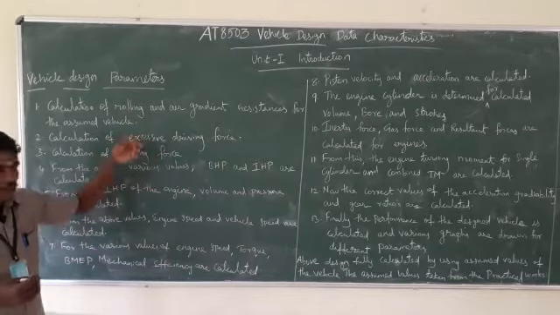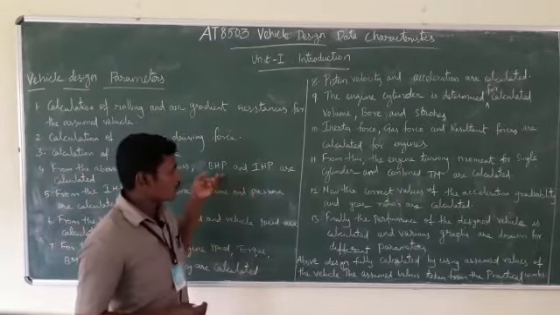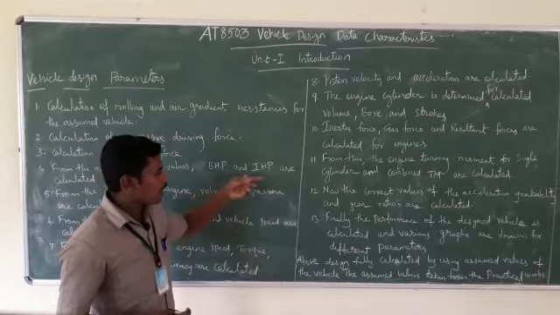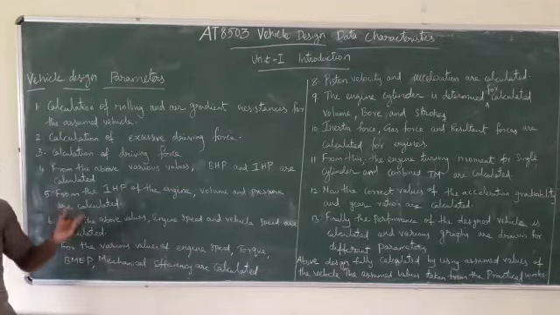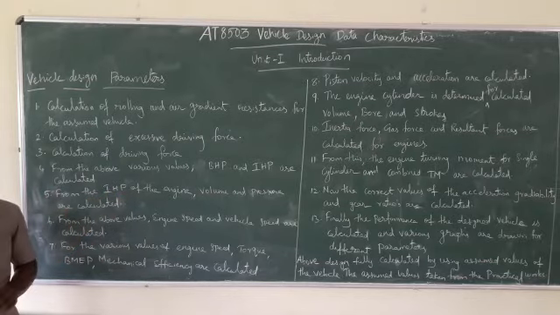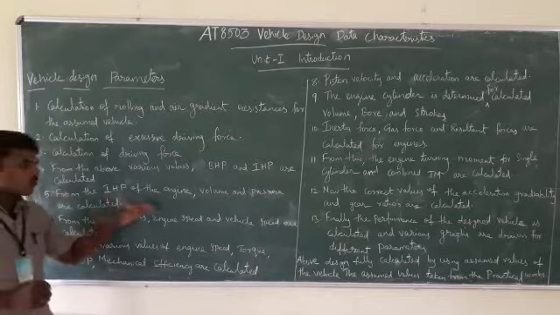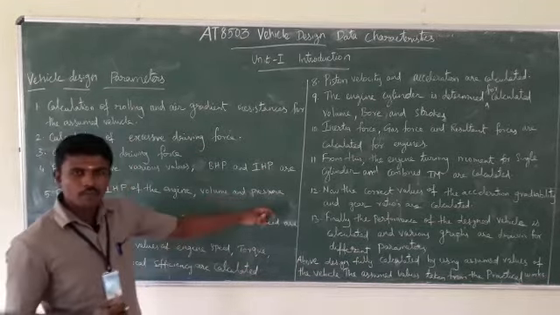For those values, we need to find the brake horsepower and indicated horsepower. That is the fourth parameter. After finding the brake horsepower and indicated horsepower, we need to find the engine volume and pressure.